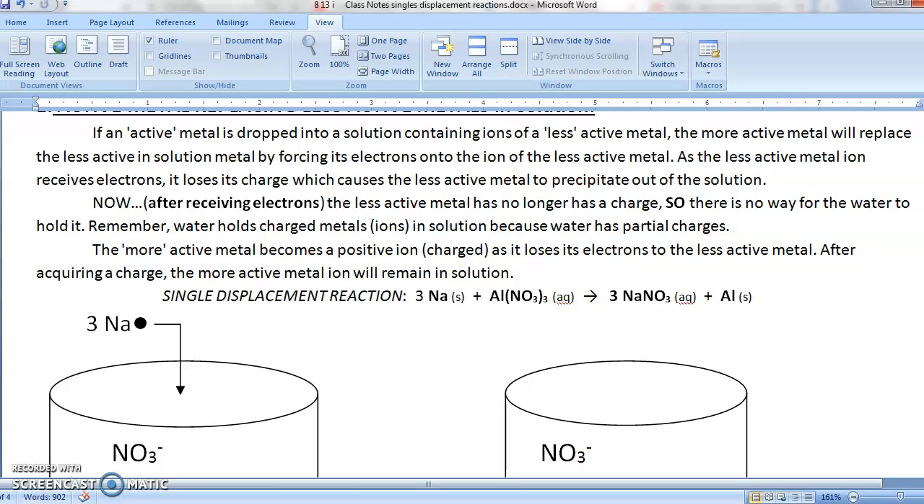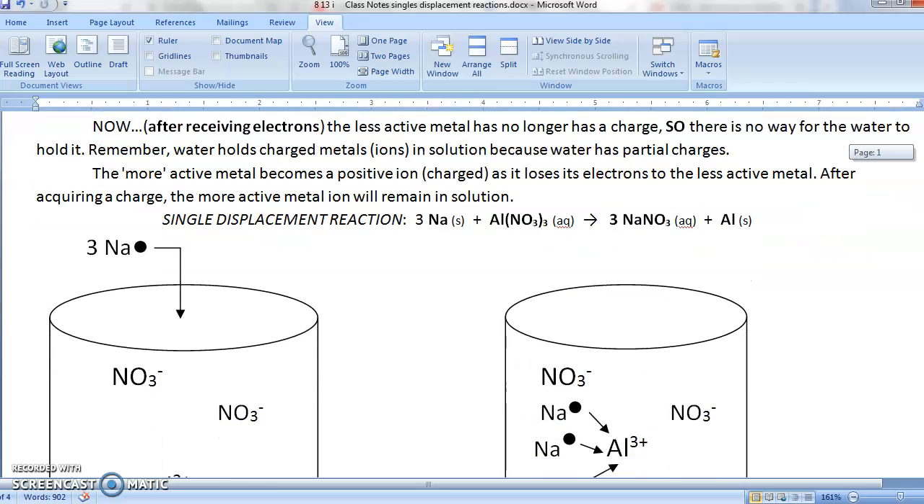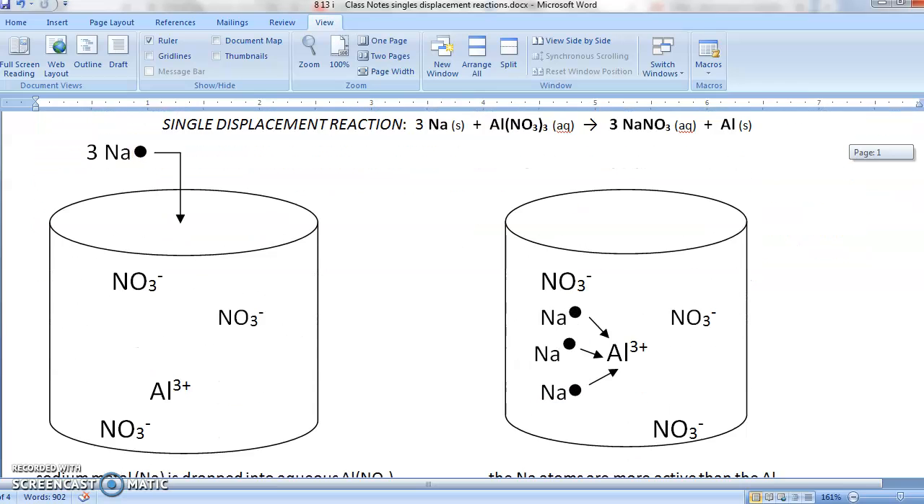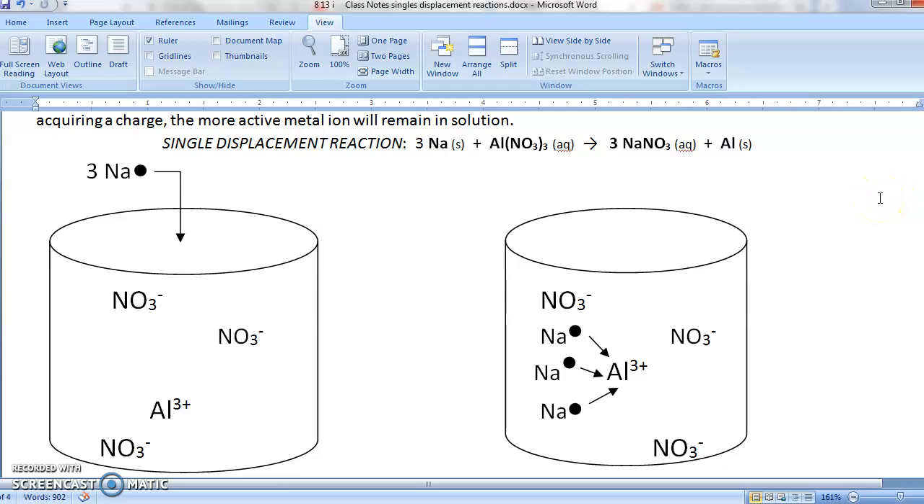Recall that an active metal just means that it is better at forcing its electrons on other metals. Active metals can force their electrons onto a less active metal. That less active metal in solution has a charge initially, but when the more active metal forces electrons onto it, the less active metal loses its charge, so there would be nothing to hold it in solution. The reaction we're going to take a look at in this example is the very active sodium displacing the slightly less active aluminum from solution.